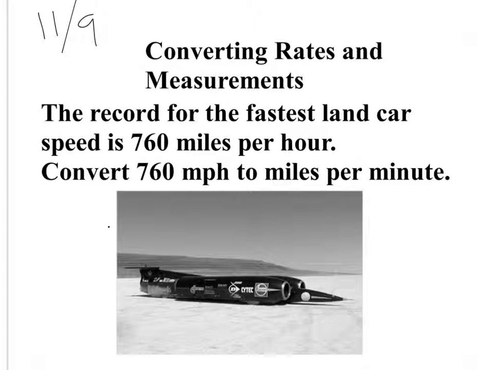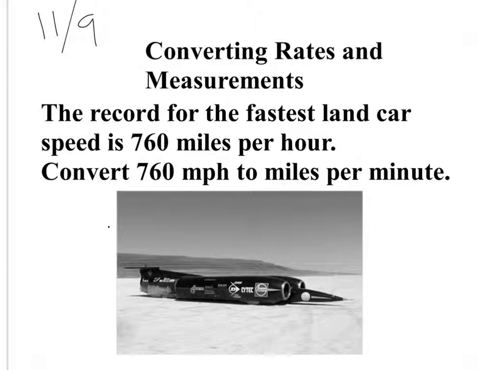Here they give you the record for the fastest land car at 760 miles per hour. Well, if you've only ever gone 60, 70 miles per hour in a car, it's kind of hard to compare that. So what I'm going to do is convert that unit, miles per hour, to miles per minute. I'm going to change it to something that you might understand a little bit better.